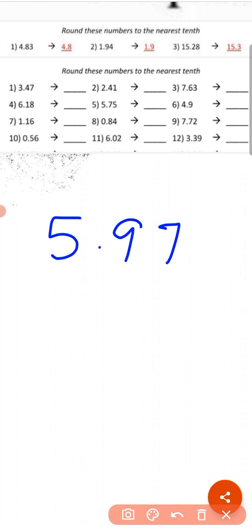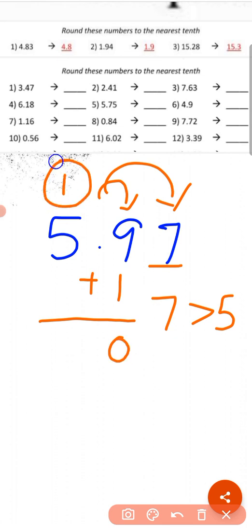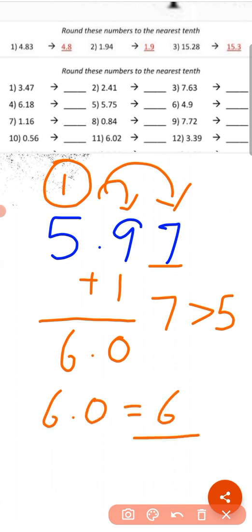One more example. 5.97. Which is the digit at the 100th place, children? This is 10th place. This is 100th place. So 7. 7 is more than 5. So add 1 to 10th place. 9 plus 1, 10, 0, 1 carry over, 1 plus 5, 6. So our answer is 6.0, which is equal to 6. Okay.